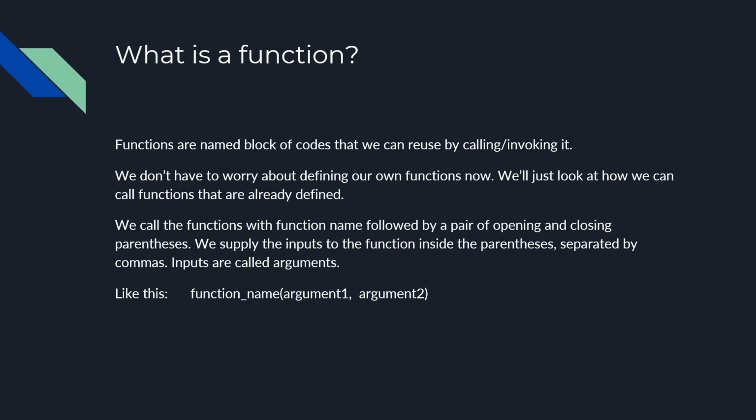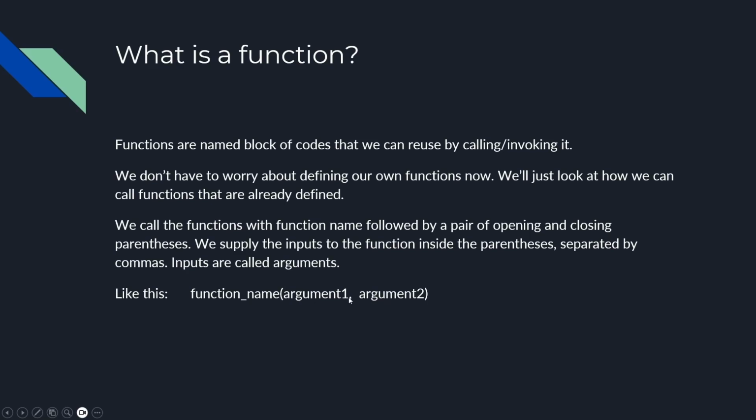Or in other words, without worrying about how the function does the things that it does, we can call them and we can use it. In this chapter, we will not see how to define a function ourselves. Instead, we'll see how we can call a function. It's like this. We write the function name followed by an opening and closing parenthesis, and inside those parentheses we write the inputs to the function.